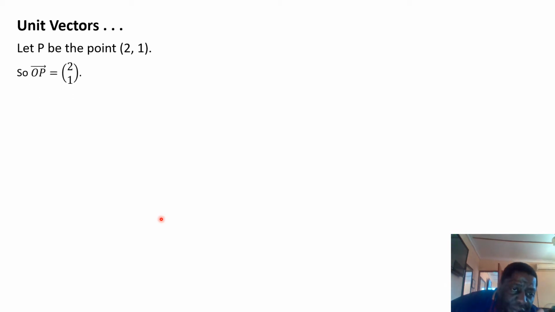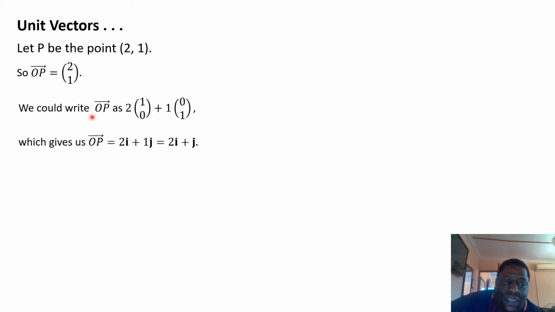Okay, unit vectors, let's continue further with that. So let's say P is the point 2, 1. So that is the coordinate point. So the position vector OP would be 2, 1. And we could write OP as well in another way. This is just a long way of arriving at that particular concept. If I take out a 2, you're going to have 0, 1, because it's the same as twice the vector 1, 0, plus 1 times the other one. All right, that gives you 2i plus 1j, or 2i plus j.